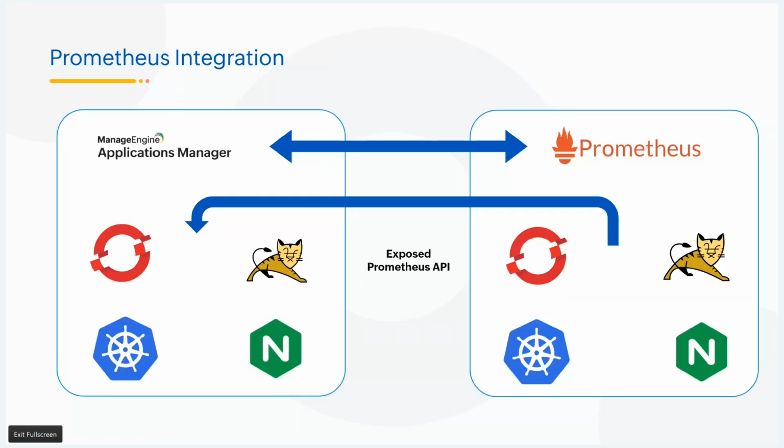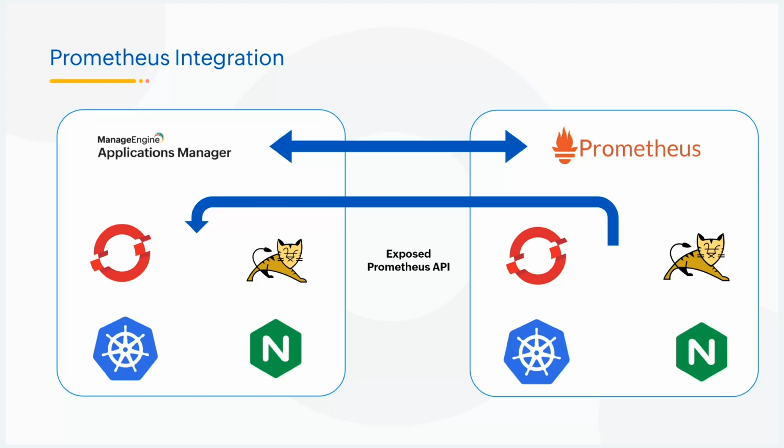So we'll move on to the Prometheus integration. For the second method, we've introduced Prometheus integration in Applications Manager. Previously, we only supported Prometheus integration for discovering Tomcat. But in the most recent versions, we've expanded this capability to include OpenShift monitoring as well.